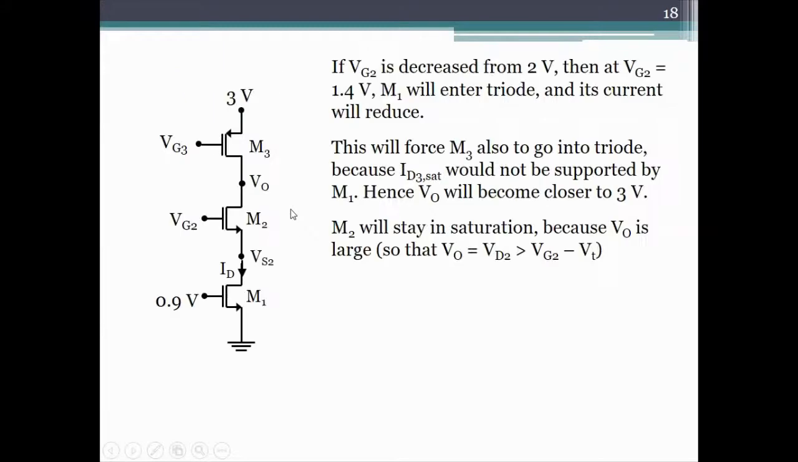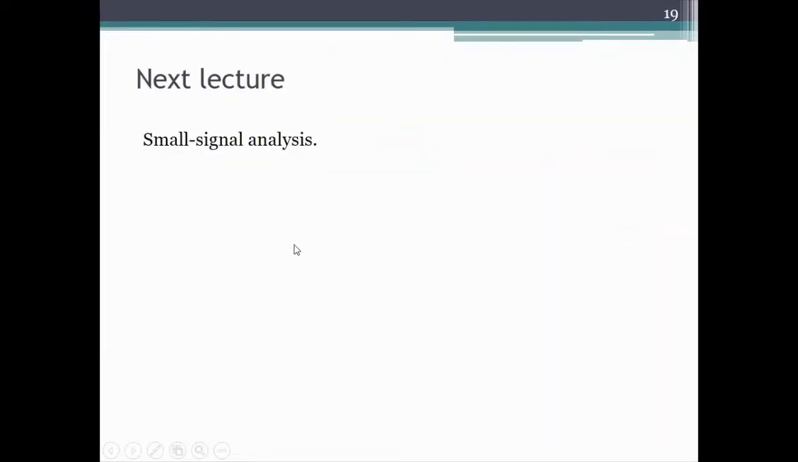I am not solving this circuit, I am leaving it to you. It is not difficult. It is just writing 3 equations. We have 3 equations and 3 unknowns: ID, VS2, VO are the 3 unknowns, and you have to write the 3 drain currents. Okay, so next lecture we'll start small signal analysis.